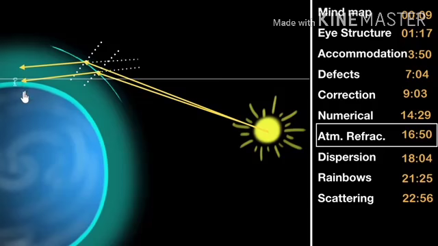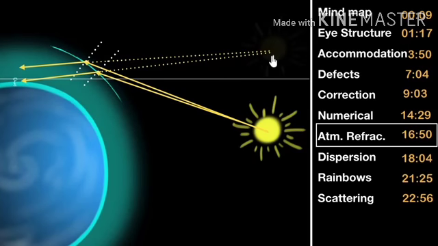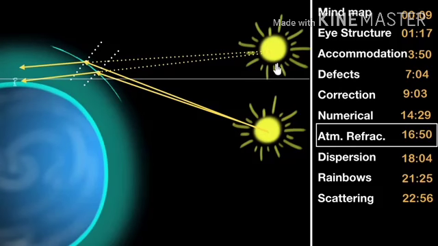And our brain thinks that these rays of light come from somewhere over here, and therefore we see the sun above the horizon. And this is why even before the sun has risen, or even after the sun sets, we can still see the sun above the horizon.